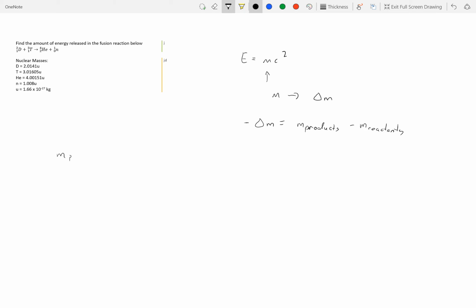My products here are my helium, 4.00151 U, and a neutron, 1.008 U. My reactants are the deuteron, 2.0141 U, and the triton, 3.01605 U. On first inspection, we can see that those two numbers are very close together, but they're not exactly the same, so let's find out the exact change here.